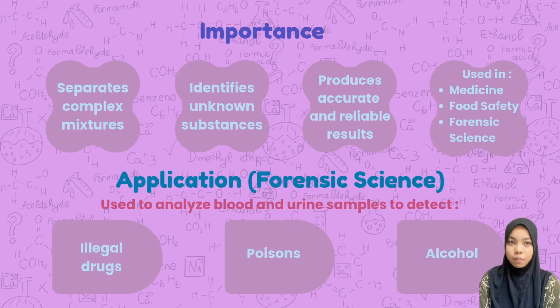Chromatography is important because it provides accurate and reliable identification of substances in complex mixtures. It is widely used in many fields, including pharmaceuticals, food safety, environmental testing, and forensic science. In our presentation, we will focus on its application in forensic science. Chromatography is used to analyze blood and urine samples to identify drugs, poisons, and alcohol. This information helps forensic science investigate cases involving drug abuse, poisoning, impaired driving, and unexplained deaths.